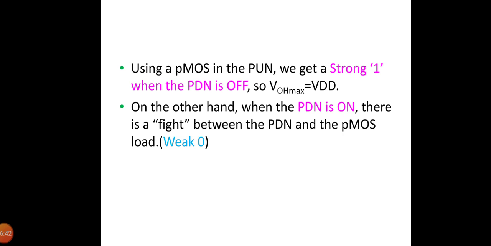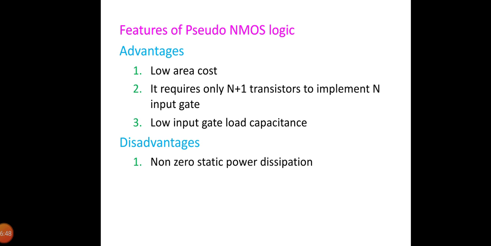On the other hand, when the pull-down is on, there is a fight between the PDN and the PMOS load, that is a weak 0. Here, some of the features of pseudo NMOS logic are listed. The advantages are low area cost. It requires only N+1 transistors to implement an N-input gate, and low input gate load capacitance. And the main disadvantage here is the non-zero static power dissipation.